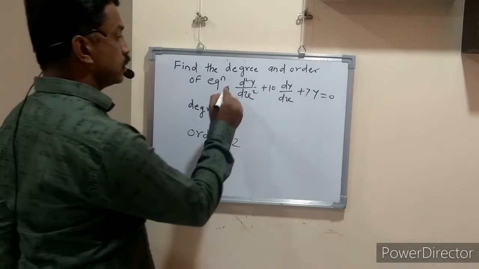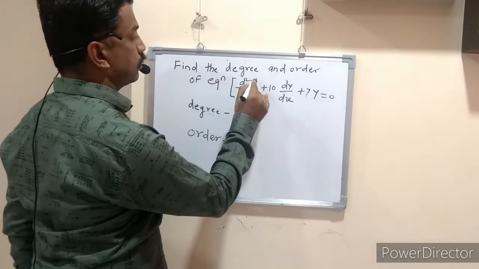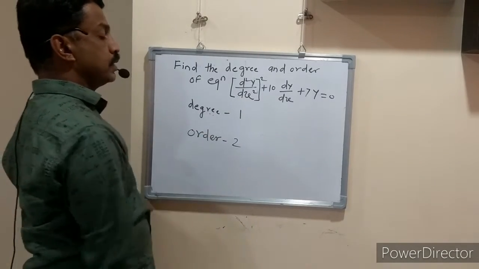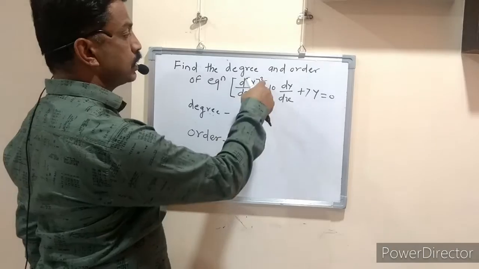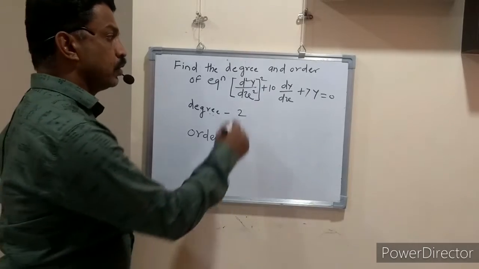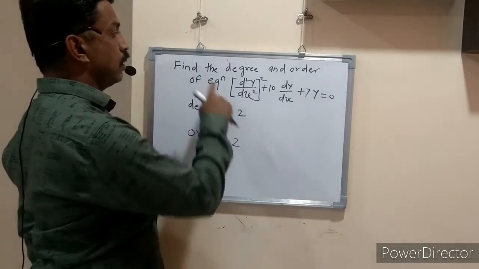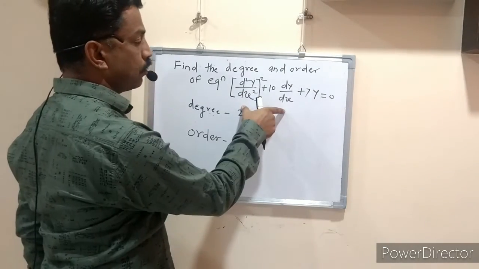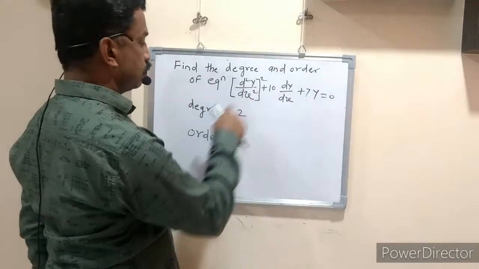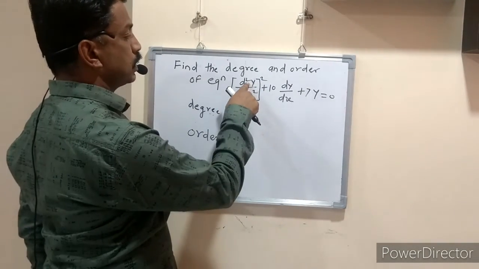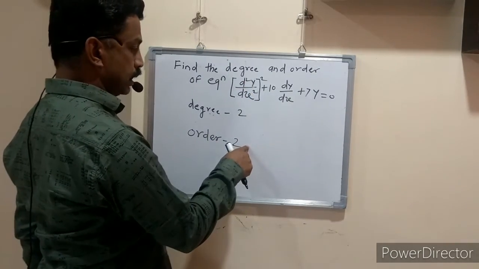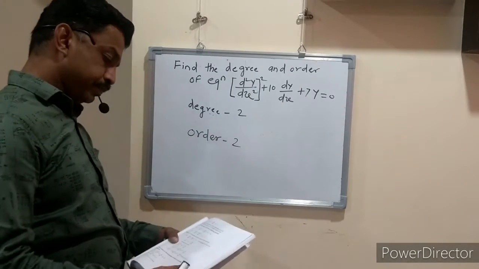differential equation. Instead of this, if I write like this, and here if it is squared, then in such an equation the power of the highest derivative is now 2, therefore the degree is 2 and the order is also 2. So in this way we can easily find the degree and order of an equation. The power of the highest derivative is 2, therefore degree is 2, and the highest derivative is d2y by dx square, so order is 2. So this is a second degree second order differential equation.